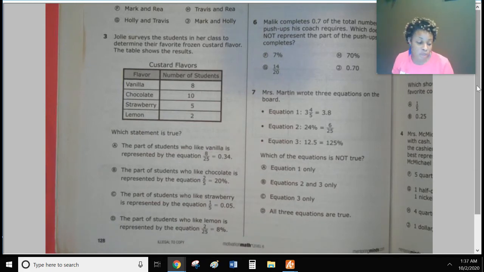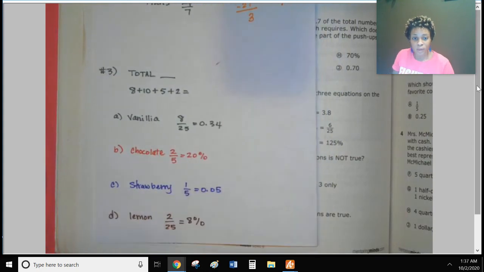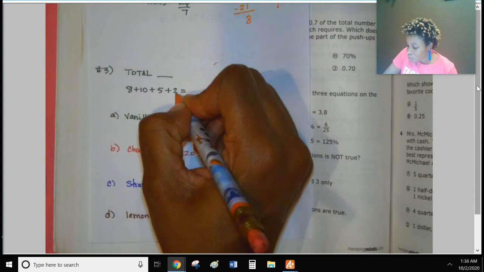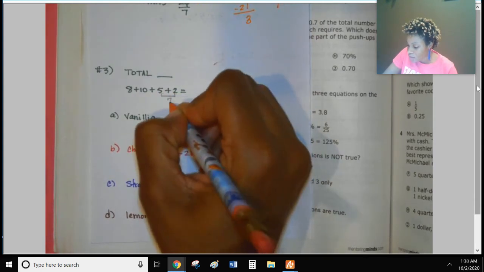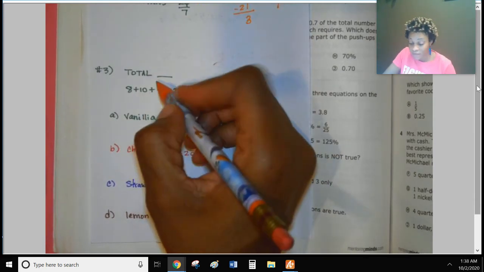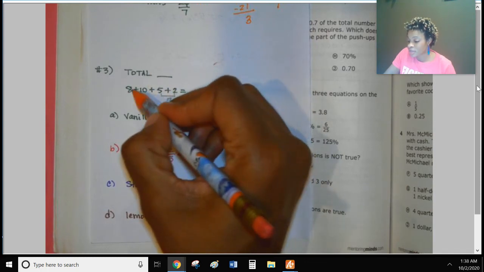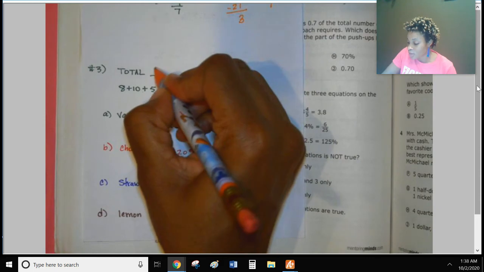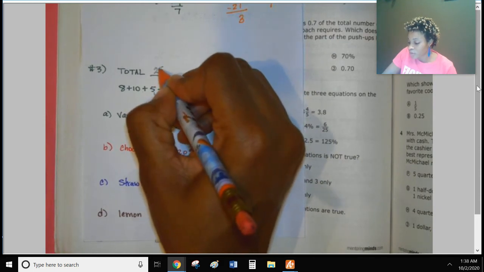The very first thing you need to do is add up all the kids that were in the survey. So how many kids were in the survey? I took the liberty of doing this in advance, and I wrote down everything. 5 plus 2 is 7. 7 plus 10 will give me 17. And then 17 plus 8 will give me 25. So how many total kids took the survey? There were 25 total kids.